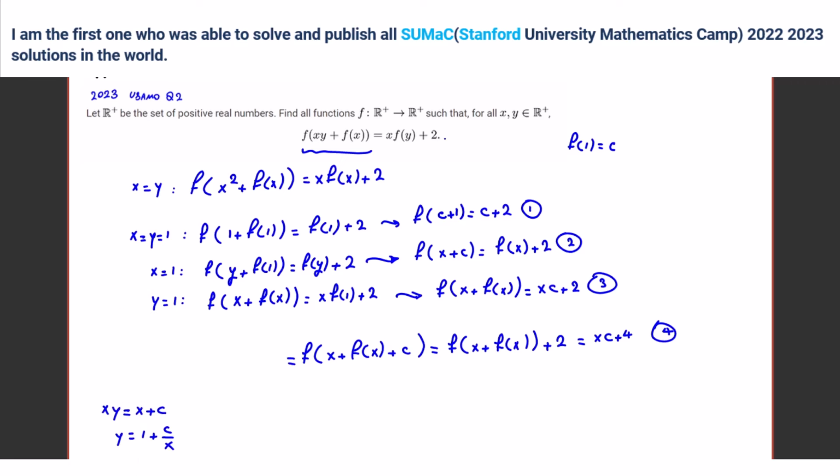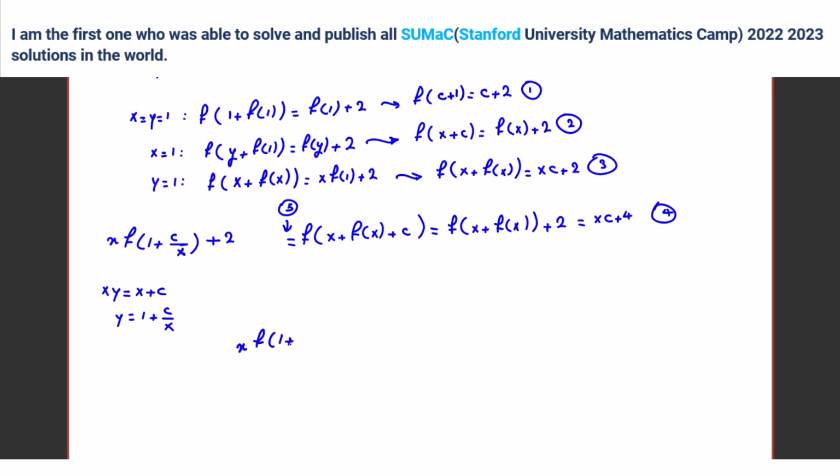Let's consider this one, label this one as 5. So, if you use 5 and these values, then you can say what? Equals x times f of 1 plus c over x plus 2. Yes. So now it is so much better because it is equal to this, right? So if you simplify x times f of 1 plus c over x, it is equal to what? Xc plus 2, first of all. Then we can conclude f of 1 plus c over x would be what?